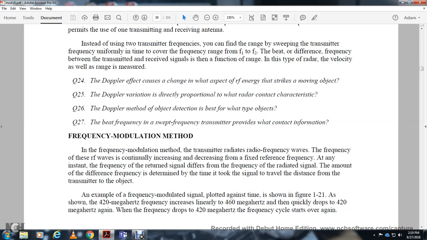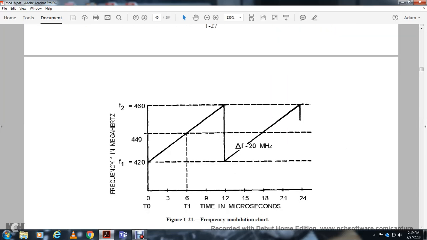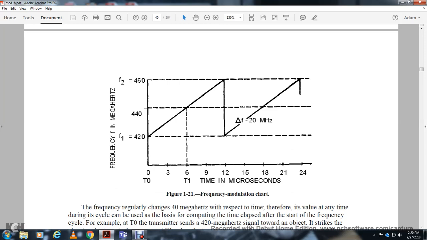As shown in figure 121, the frequency increases linearly from 420 MHz to 460 MHz, then quickly drops to 420 MHz. Again the frequency drops at 420 MHz and the frequency cycles start over again. The frequency modulation chart shows time intervals 0 to 1 and 7 microseconds in thirds. Frequency 1 is 420, frequency 2 is 460, a difference of 40 MHz.